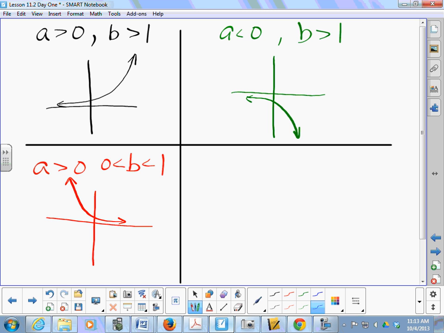So then when A is negative and B is between 0 and 1, it's going to look like this one flipped. Everything is going to be negative, and it's going to come up and get closer to 0. Those are the 4 different types of graphs that you have there.